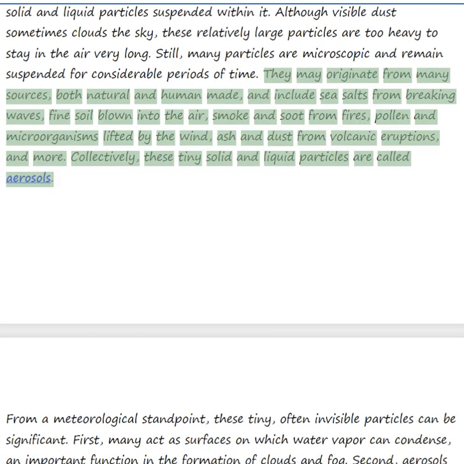They may originate from many sources, both natural and human-made, and include sea salts from breaking waves, fine soil blown into the air, smoke and soot from fires, pollen and microorganisms lifted by the wind, ash and dust from volcanic eruptions, and more. Collectively, these tiny solid and liquid particles are called aerosols.